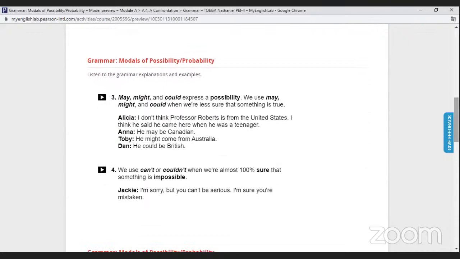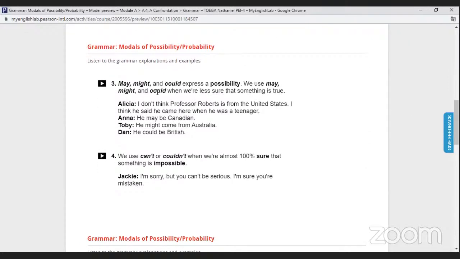In number three, we can see more. May, might, and could express a possibility. We use may, might, and could when we are less sure that something is true. Okay, read please examples, Nathaniel. I don't think Professor Roberts is from the United States. I think he said he came here when he was a teenager. He may be Canadian. He might come from Australia. He could be British. Okay, very good. So as it says, let's share the thing that you're talking about, right?